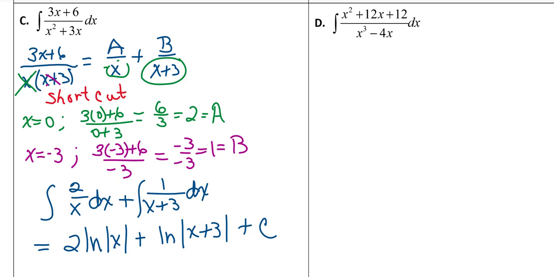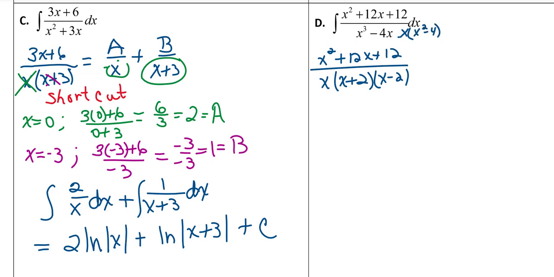So we're going to rewrite our fraction as x times x plus 2 times x minus 2. Because when you factor out the x up there, you get x squared minus 4. Let me just write that here so you can see it. And x squared minus 4 factors into x plus 2 times x minus 2.